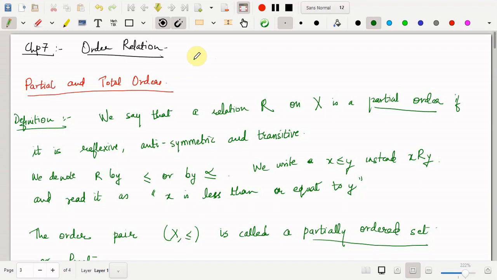In the chapter on relations, we have come across different kinds of relations. We have seen the definition of a relation, a relation on a set and a relation between two sets. We have seen that a relation on a set X is nothing but some subset of X cross X, and a relation between two sets X and Y is nothing but a subset of the Cartesian product X cross Y.